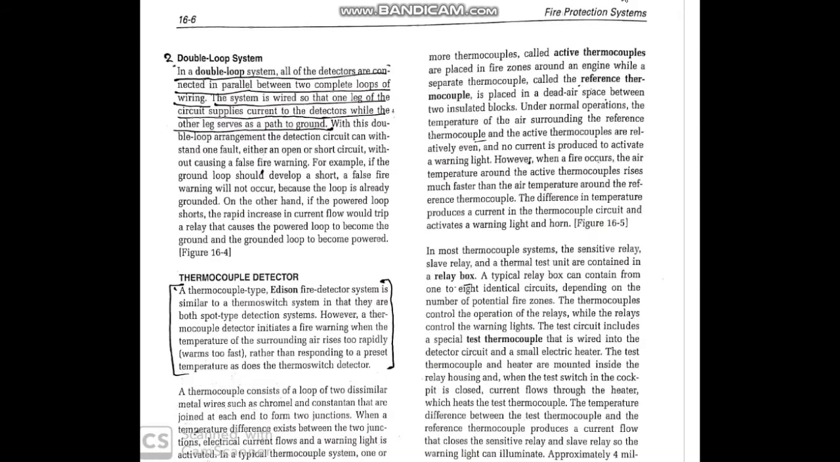In the double loop system, all of the detectors are connected in parallel between two complete loops of wiring. The system is wired so that one leg of the circuit supplies current to the detector, while the other leg serves as a path to ground.